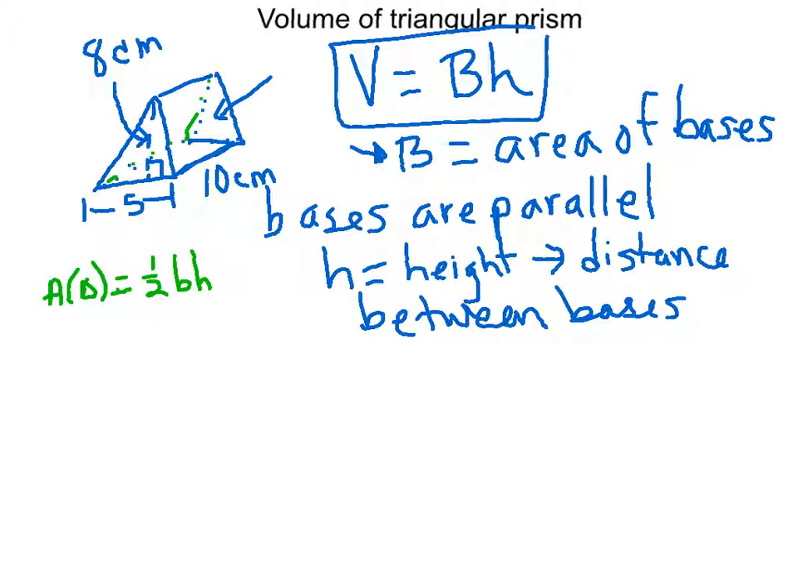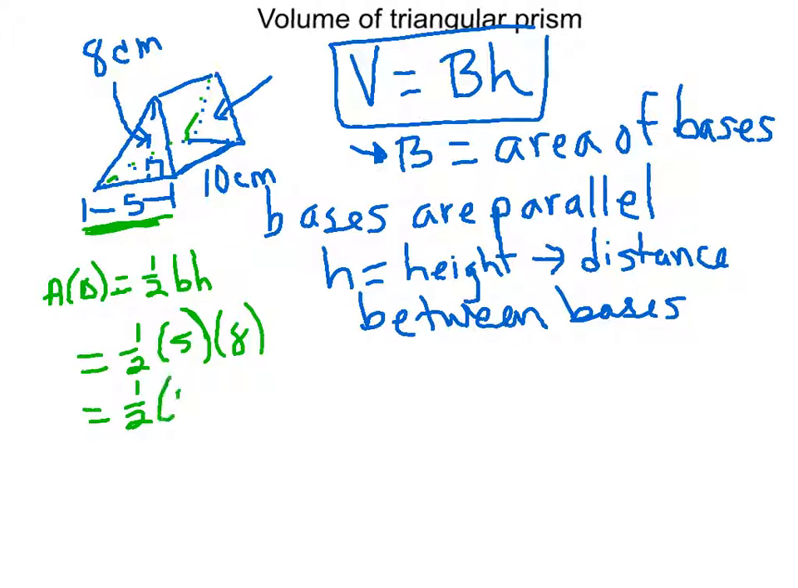And they've actually labeled in everything we need. The triangle's base is 5. So it's going to be 1/2 times 5, and the height they have the arrow drawn to, which is going to be 8. So 5 times 8 is 40, and 1/2 of 40 is going to be 20. So that's our base area.